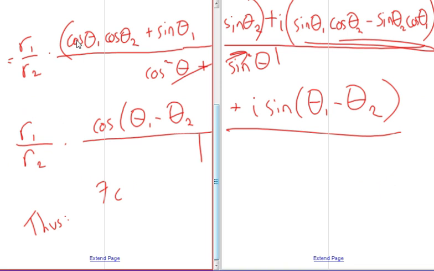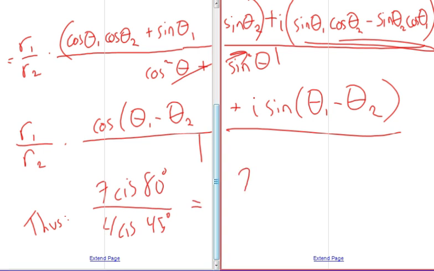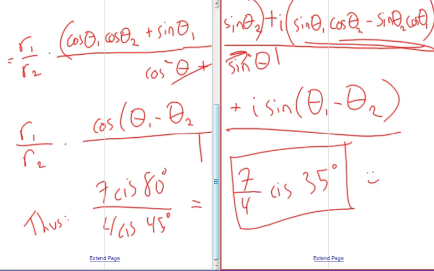Look, if we have two complex numbers and we're dividing them, then the result is just the quotient of the magnitudes and the difference of the angles. So going back to our example, 7 cis 80 degrees over 4 cis 45 is just going to be 7 over 4 cis 35, or 35 is the difference between 80 and 45. That's great. This is really going to speed up our division of complex numbers in polar form.